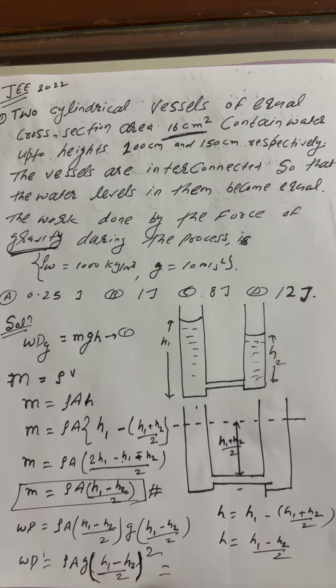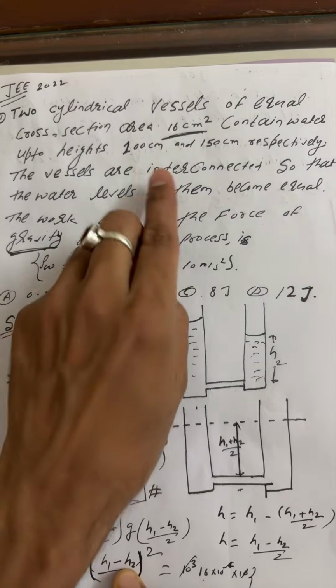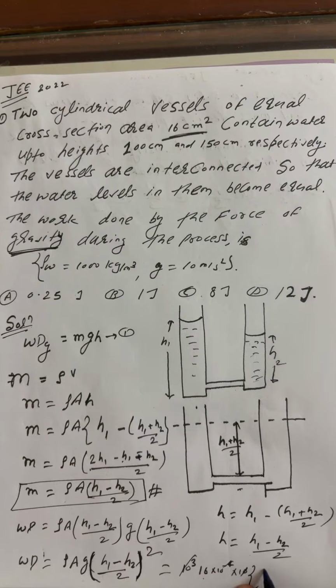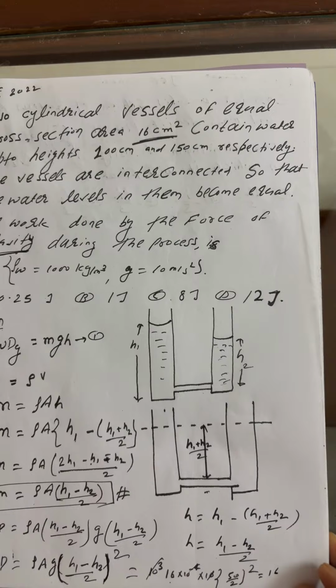So density, just feed the value, 10 to the power 3. Area is 16 into 10 to the power minus 4, into g. We have only 16. H1 minus H2 is 150 minus 100, which is 50. 50 by 2 whole square, times g. So further, 16 into 2500 by 4.